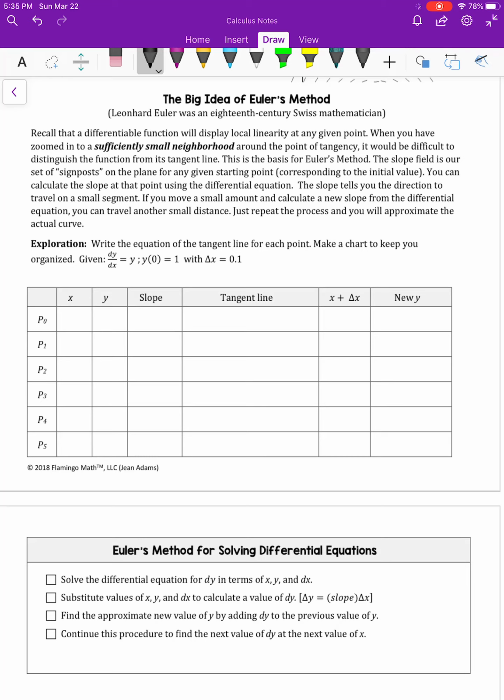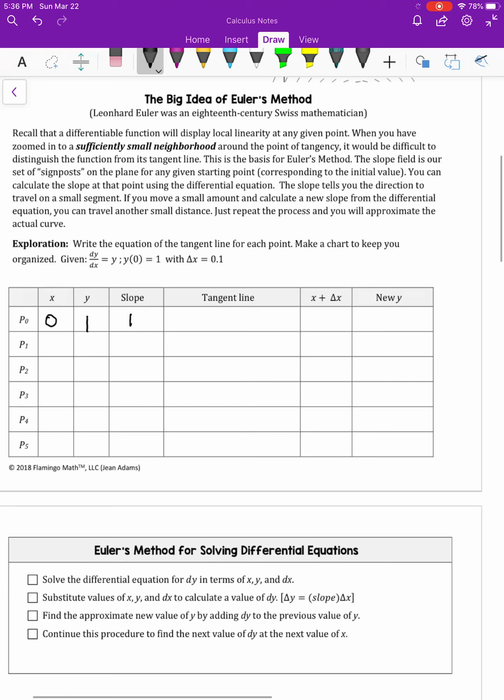When you do this, you're given a delta x that they want you to move, you're given a point that they want you to start at, and you're given the slope, the differential equation. Okay, so our differential equation for this exploration is dy/dx equals y. y of 0 is 1, so that means my initial point is the point (0, 1). Since my slope is y, then whatever my y value is, that is going to be the slope. So this one's kind of easy to calculate that slope. It's not always that easy.